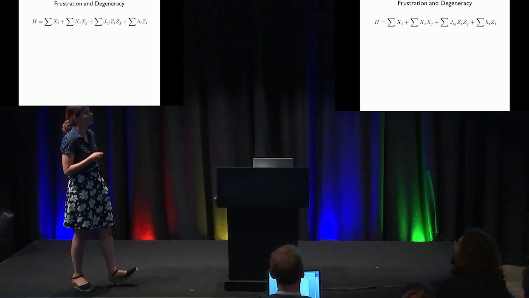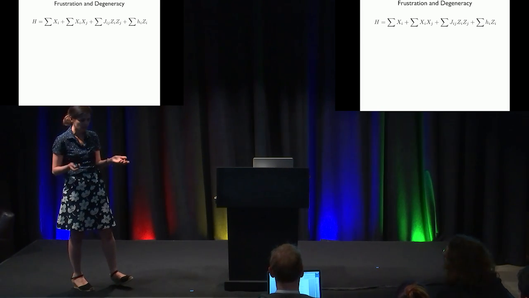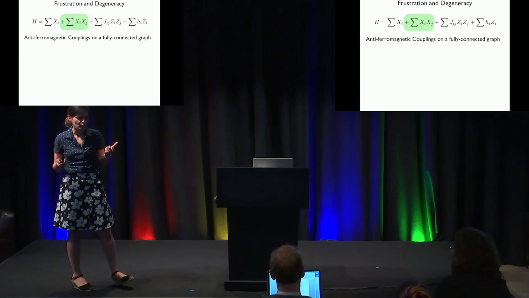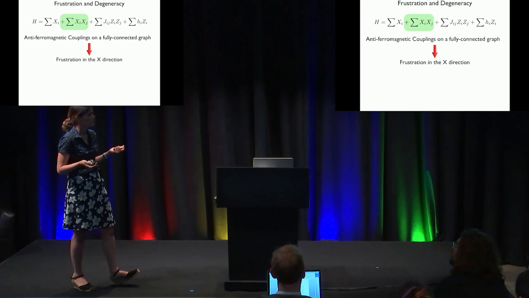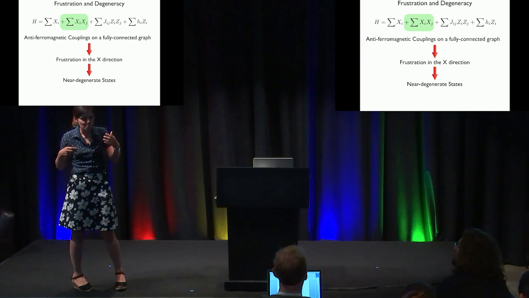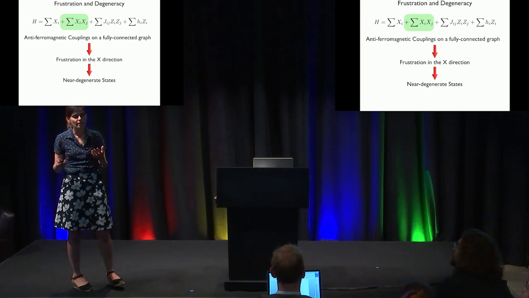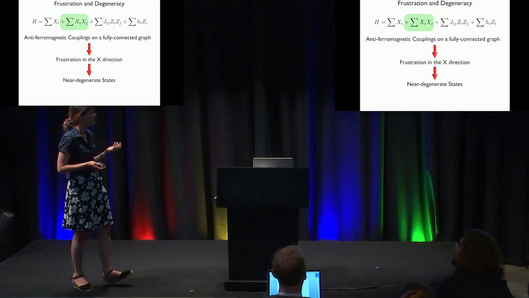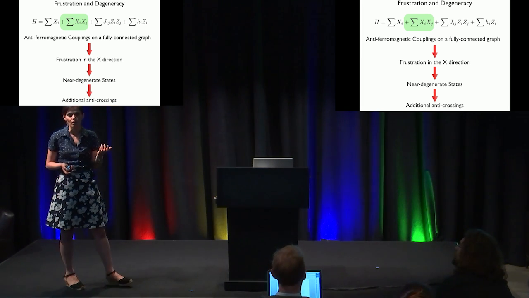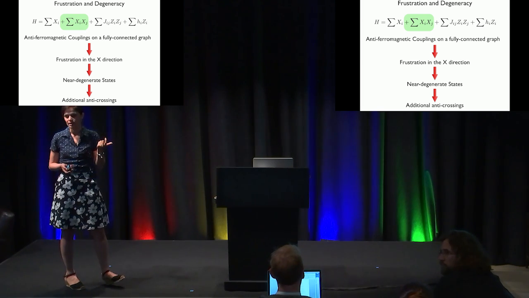In this Hamiltonian that we were studying, when I have plus XX terms, these XX terms are defined on a fully connected graph. Just having these antiferromagnetic couplings basically leads to frustration in the x direction. This additional frustration leads to having near degenerate states throughout our evolution. And the presence of these near degenerate states means there will be additional level anti-crossings along the path. And I suspect that these additional anti-crossings actually can help.